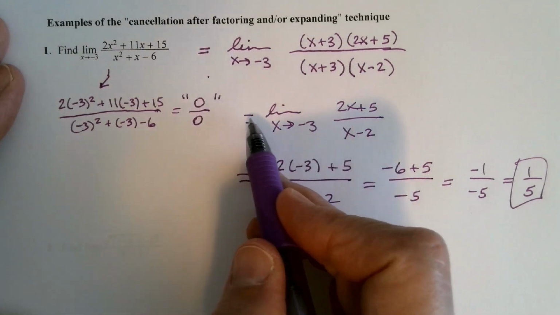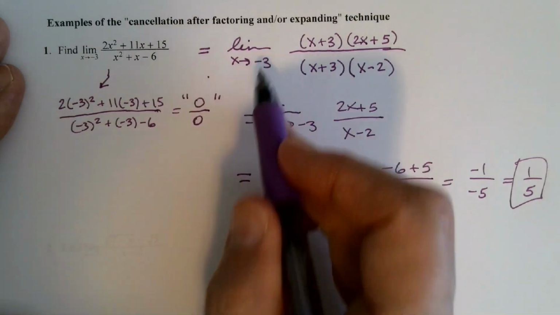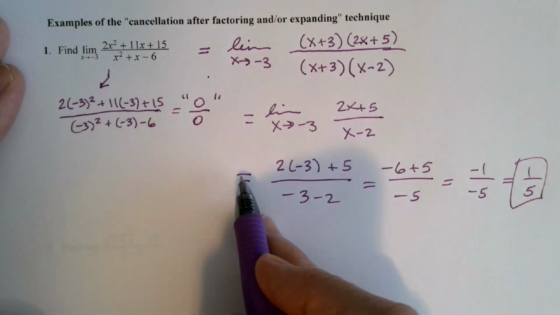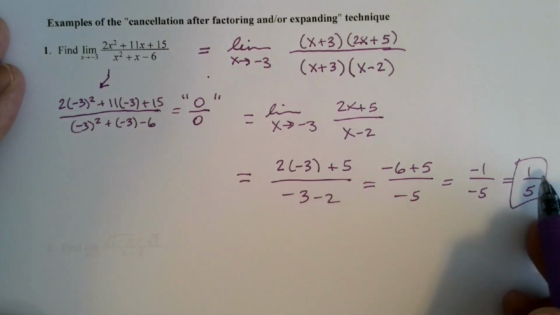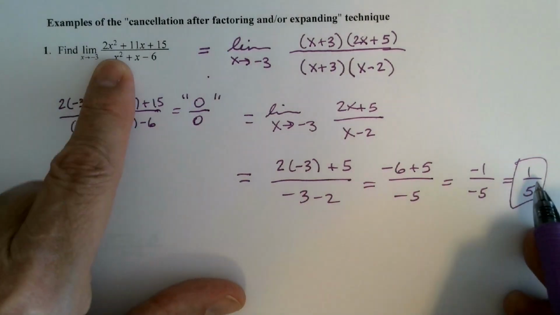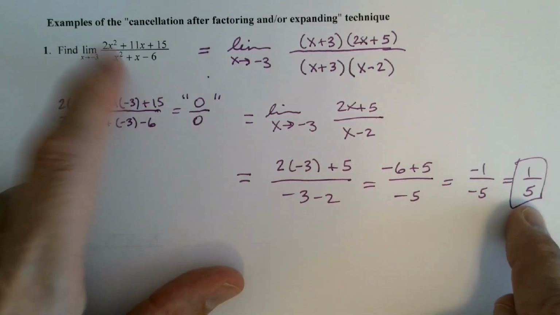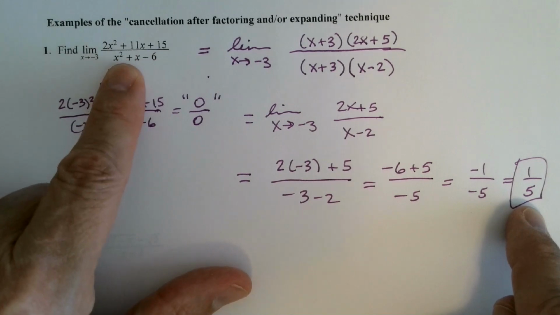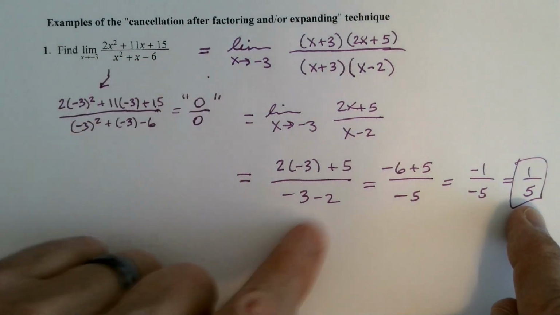That's a joke. But what we're saying is, this thing is equal to this thing, is equal to this thing, is equal to this, is equal to that, which I've boxed. So the original expression equals this. We found it. This is the limit. 1/5 is the limit as x approaches -3 of this function. Now you need to put equal signs to connect those statements.